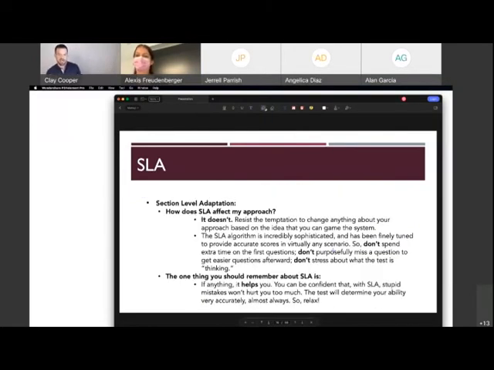All right, so how does section level adaptation affect my approach? It doesn't. Don't change your approach based on section level adaptation. Don't waste any time or energy on test day trying to figure out what the test is thinking. That is a fool's errand. The test algorithm is incredibly sophisticated. You can't outsmart it. And if you are doing anything other than trying your hardest to get the questions right, then you have fundamentally misunderstood the nature of the task before you.